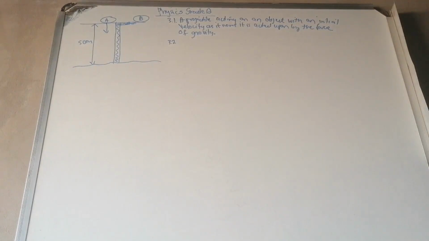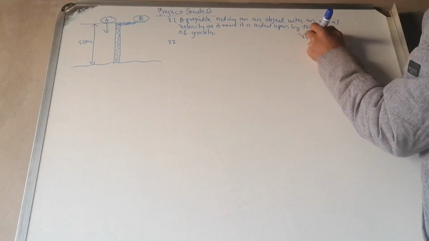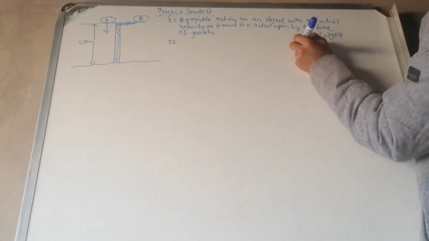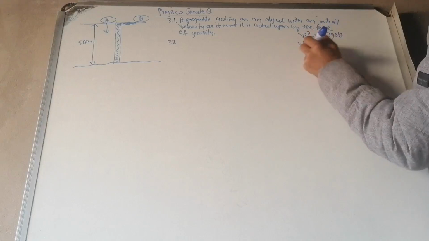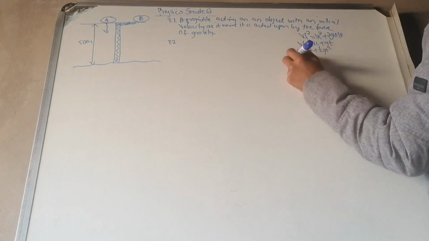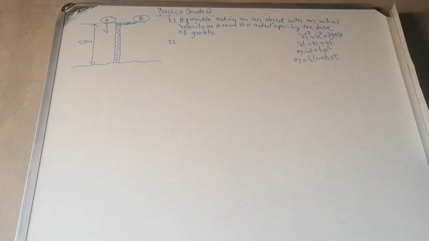Now 3.2: calculate, by using the equations of motion, the time taken by the stone to hit the water. This is what we want, and we must use the equations of motion. I know that they say Vf squared equals Vi squared plus 2 G delta Y, since this is moving up or down. Vf equals Vi plus Gt, delta Y equals Vi t plus half G t squared, and delta Y equals half (Vi plus Vf) delta t. Okay, so these are the equations of motion.